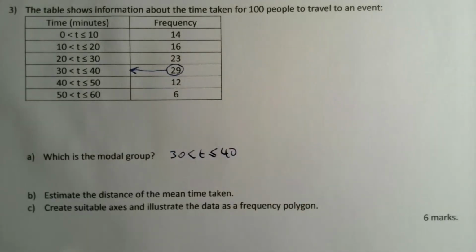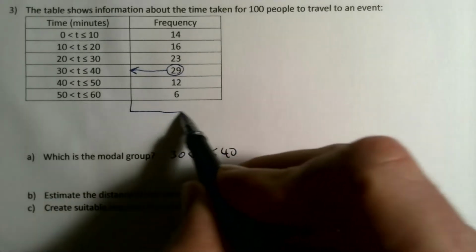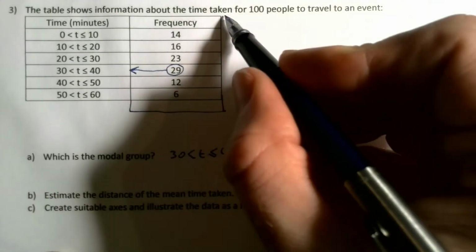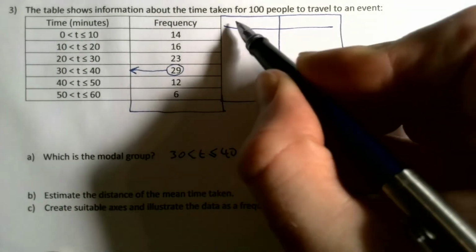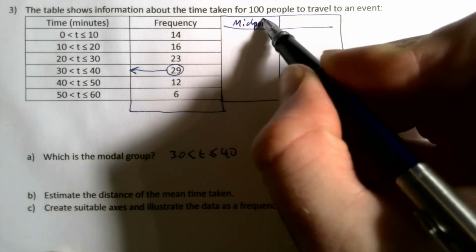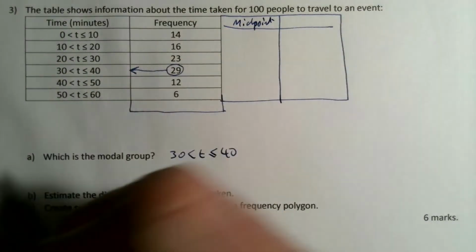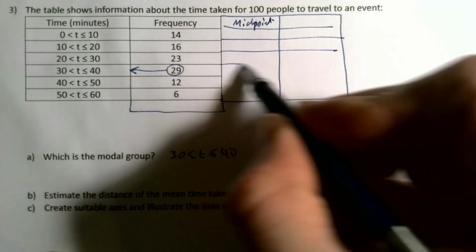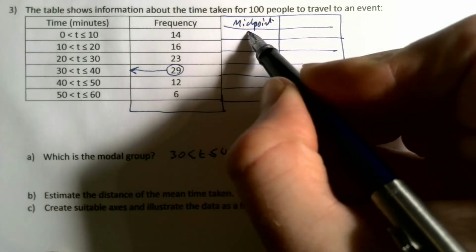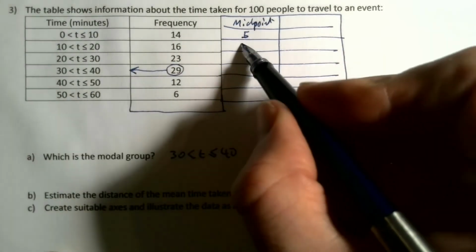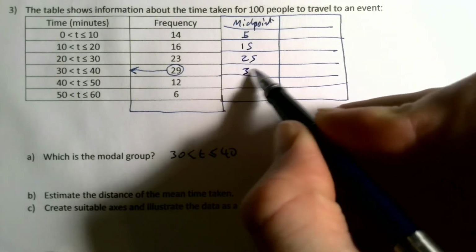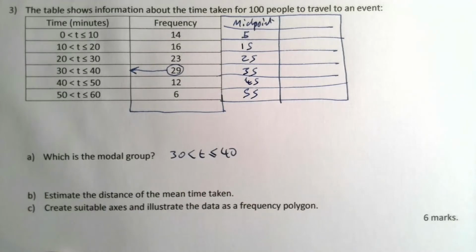Now, estimating the mean time taken, that takes a bit, and you're going to need the calculator, because you've got to estimate how long all these 100 people have taken all together. I'm going to add on 2 extra columns, one called the midpoint, because I don't know how long those 14 people have taken, but I'm just going to guess that they're going to, on the whole, average out at taking 5 minutes each. And halfway there is 15, 25, 35, 45 and 55.